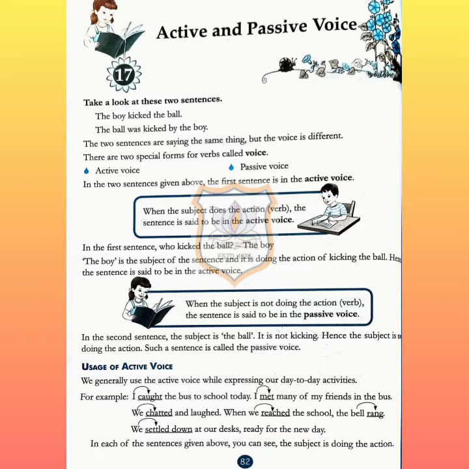So next one, when the subject is not doing the action, the sentence is said to be in the passive voice. When the subject is not doing an action, it is said to be the passive voice. Here children, you can see in the second sentence the subject is the ball. But in the first sentence the subject was the boy. The ball is not kicking, hence the subject is not doing the action. Such a sentence is called the passive voice.